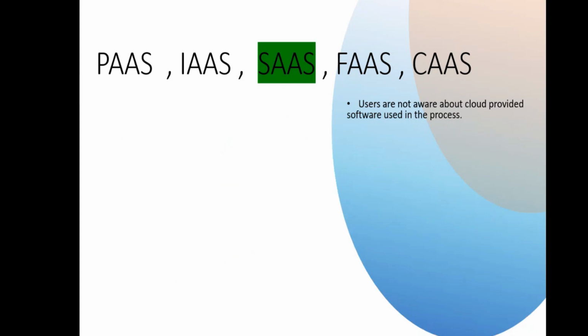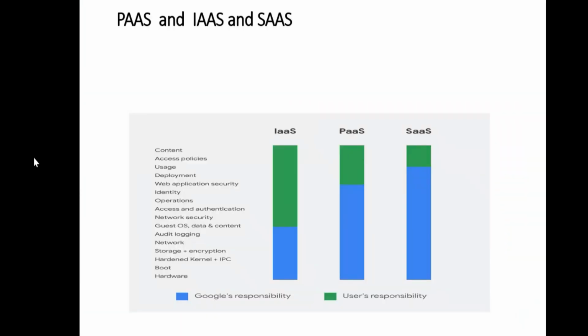If you want to see this software as a service, I have given one diagram. If you see this diagram, in case of software as a service, all these responsibilities, like deployment, are Google's responsibility. What is the user's responsibility? Access privilege. If you put a file in Google Drive and give access to an email ID, only that email ID can access those files. So the access privilege part is the user's.